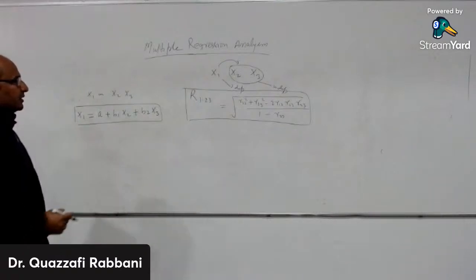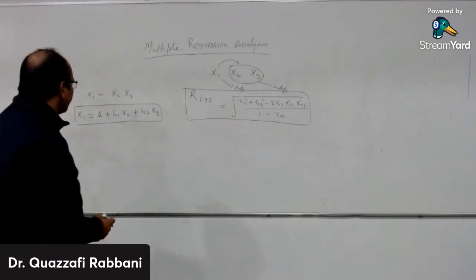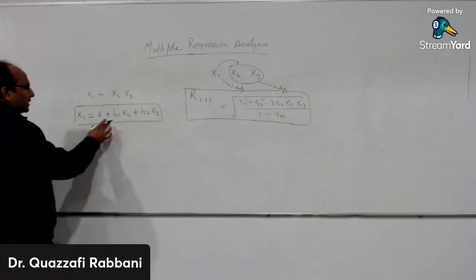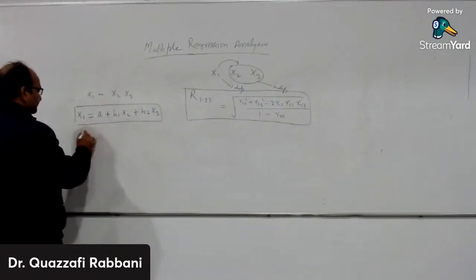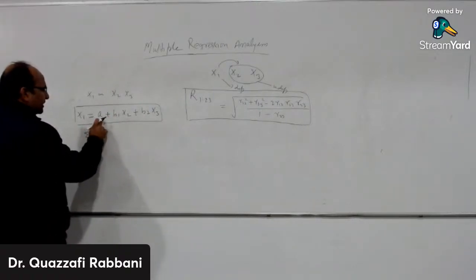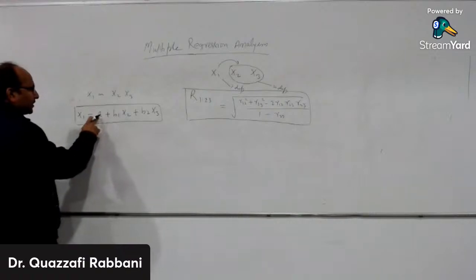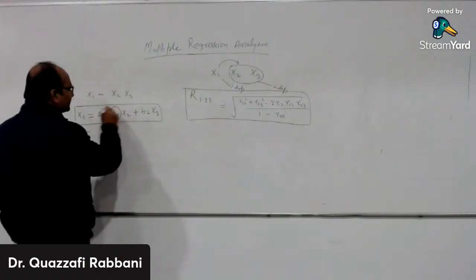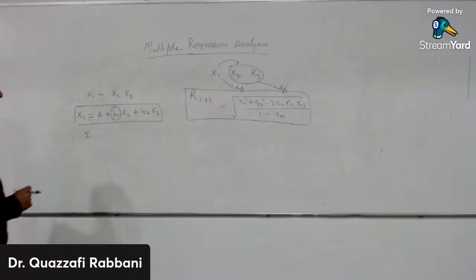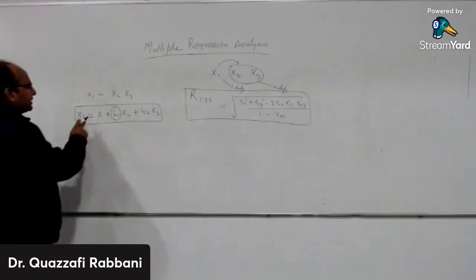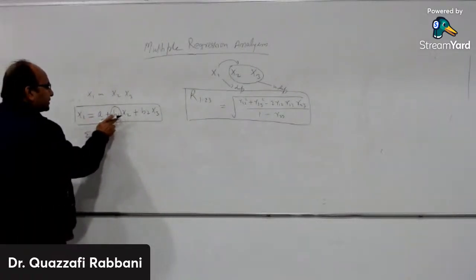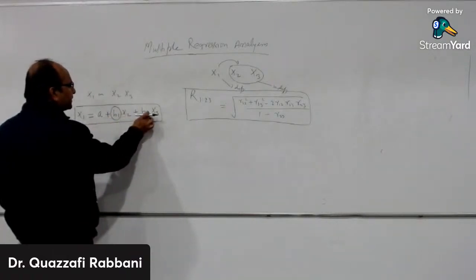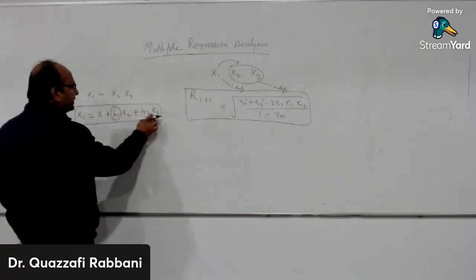Using the method of least squares, you can find the normal equations of this. Here you have to find the values of a, b1 and b2. Here b1 is known as the regression coefficient of x1 on x2. This is the regression coefficient between x1 and x2. b2 is the regression coefficient between x1 and x3.